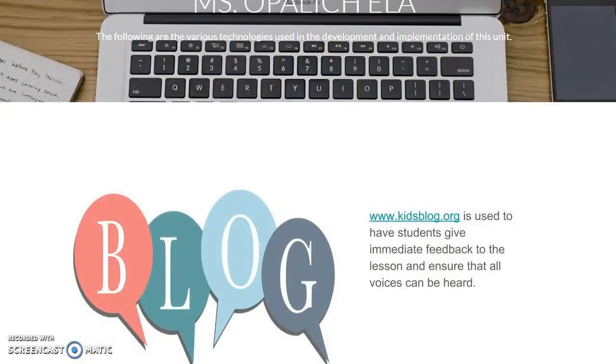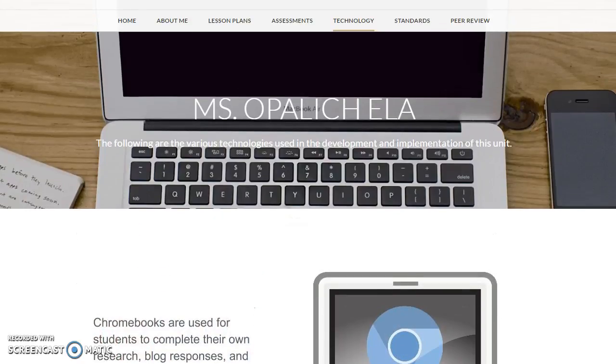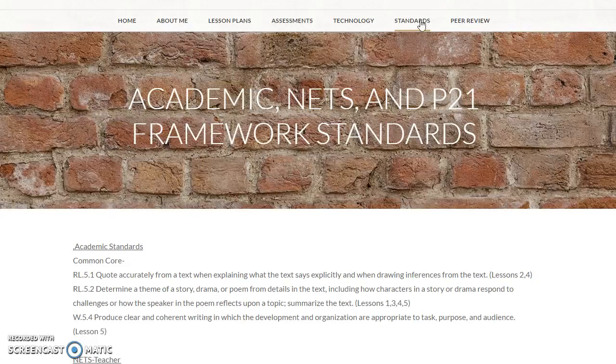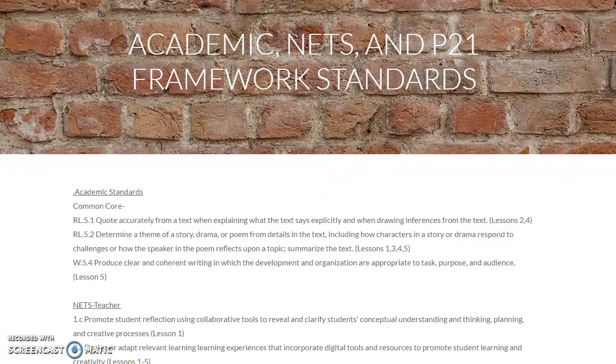And then next, we have the standards page. In this lesson, or I should say this unit, I've included academic, NETS, both teacher and student standards, and P21 framework standards. So as you can see, there are quite a bit of standards.